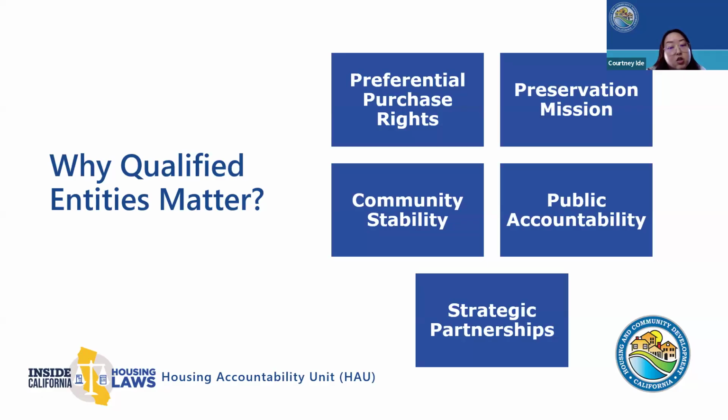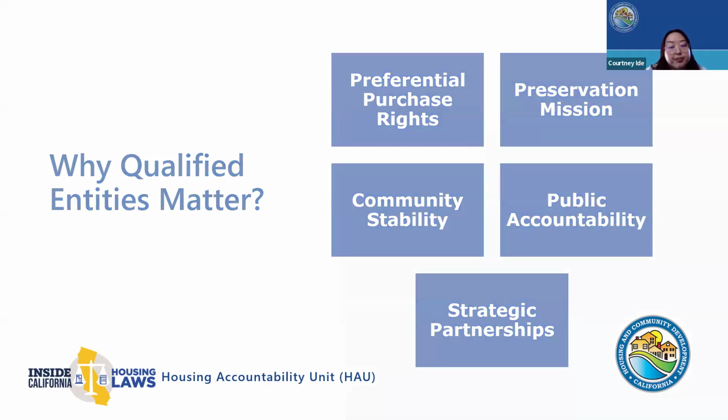The last thing we'd like to touch on is the strategic partnerships that the qualified entities usually form. And these are usually private-public partnerships. QEs will often collaborate with local governments, nonprofits, and tenant groups to maximize preservation outcomes. These partnerships highlight the collaboration that is needed to successfully preserve California's affordable housing stock. Next slide, please.